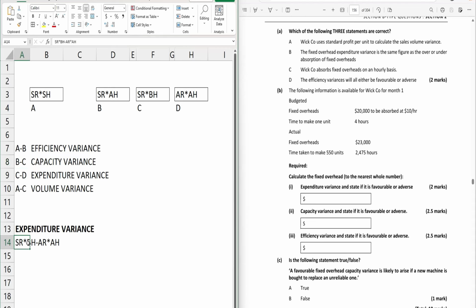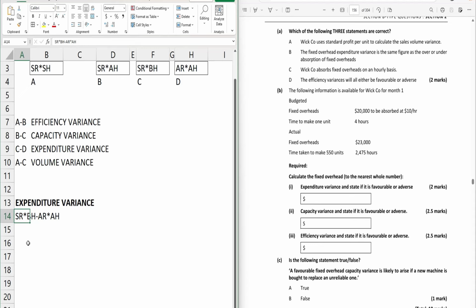That means SR into BH minus AR into AH. Okay, and it's quite simple. Why? Because SR into BH, the figure they have already provided, which is 20,000. So I will write down here 20,000. Then we need to subtract the actual one, and the actual overhead figure is also given, which is 23,000. See, you budgeted that you will only incur the cost of 20,000, but you actually incurred 23,000. That means 3,000 more than budgeted. Now it's time to think, is it good or bad? Obviously it's bad. You have spent more than what was budgeted, right? So that's why it will be adverse. Additionally, if you subtract this, you will get a negative sign, and that means it's adverse. Okay, and you need to write down A. That's all for the question B1.